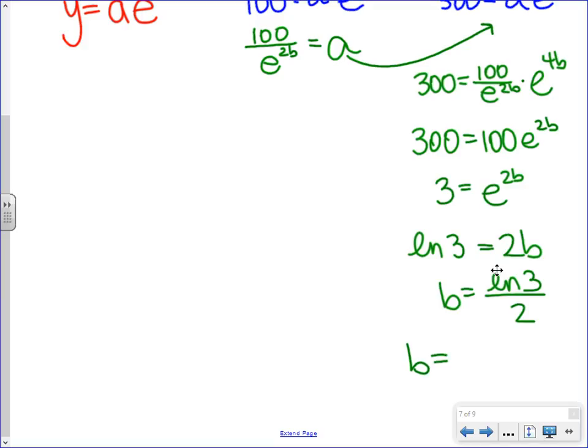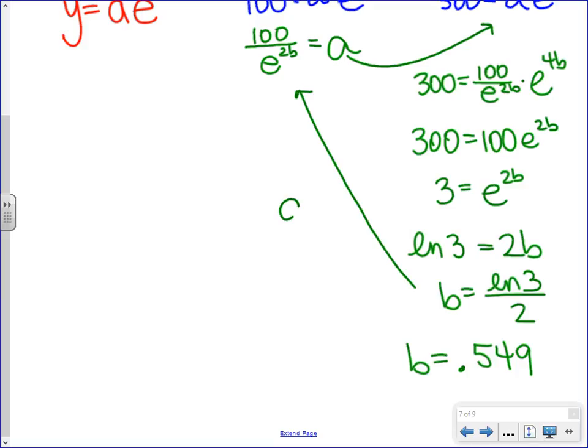What is our rate of growth? 0.549. Pretty incredible growth rate, huh? Okay. Now, do you notice how I've written it two different ways? We're going to have to go back and figure out our initial amount. And so I went ahead and left b in terms of the natural log as well as approximating it. Because now we need to go back to here and figure out what A is.